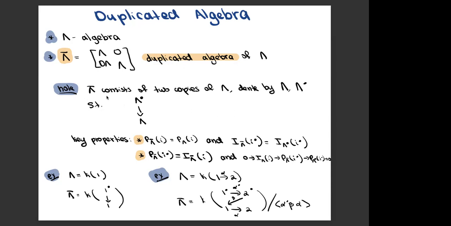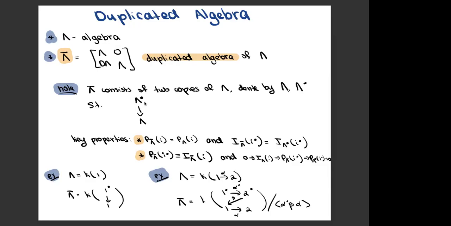This lambda bar is going to contain these 2 copies of lambda, and I want to distinguish between them. They are really the same, but I'm going to denote one as lambda and the other one as lambda dot, because I want to distinguish between them. So you have this lambda here, you have this lambda dot here, and think of this as a quiver. I have the quiver for lambda down below, I have the quiver for lambda dot above, and they are the same quiver.